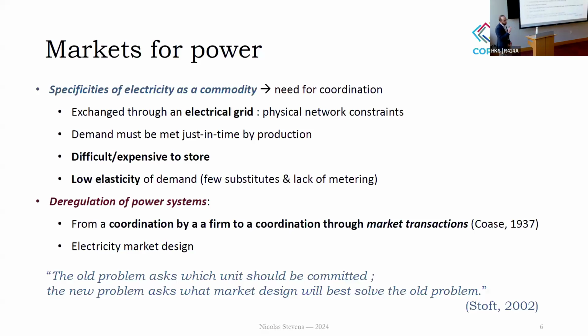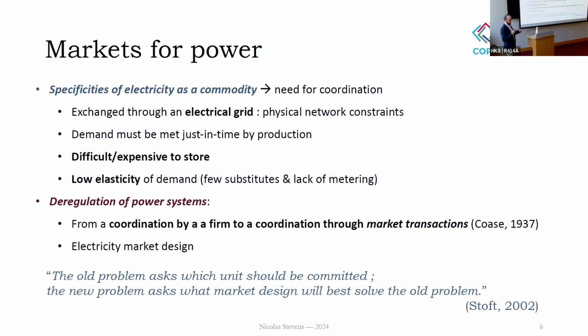So as I guess a lot of you know, electricity is a very peculiar commodity, right? Some of the main attributes of electricity include the fact that it's exchanged through an electrical grid. That means that to exchange electricity between different locations, it has to go through an electrical network that comes with stringent physical constraints, which govern how electricity may flow on such a power grid.